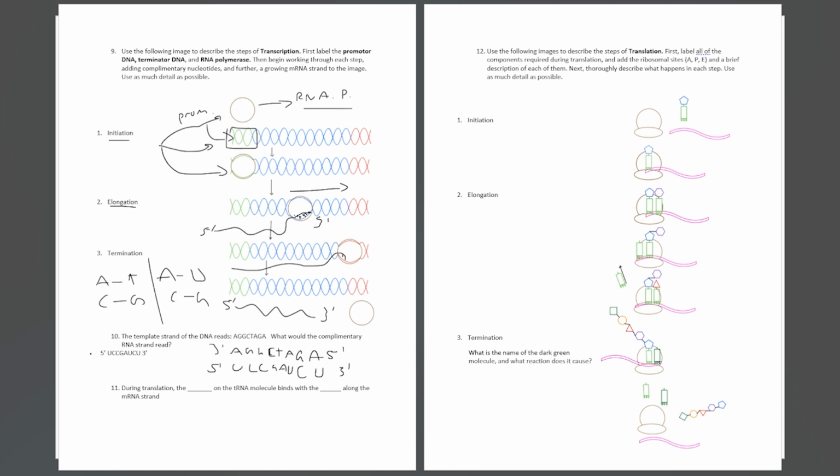Good. So number 11, during translation, the blank on the tRNA molecule. So now we're in translation, right? The blank on the tRNA molecule binds with the blank along the mRNA strand, right? So here's the thing. For this, we have to know the anatomy of a tRNA. But for now, let's just answer the question, right? So the anticodon on the tRNA molecule binds with the codon along the mRNA strand, right?